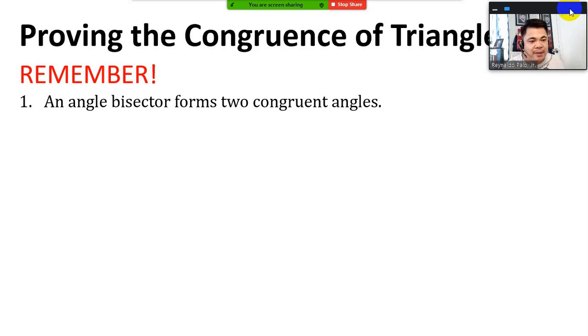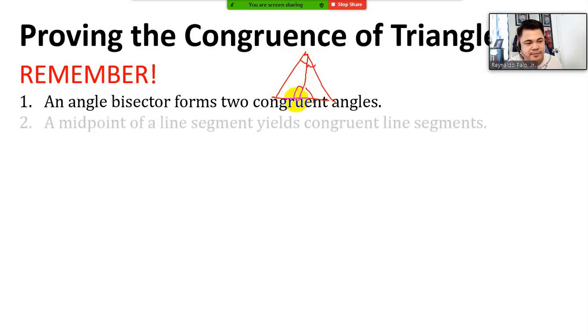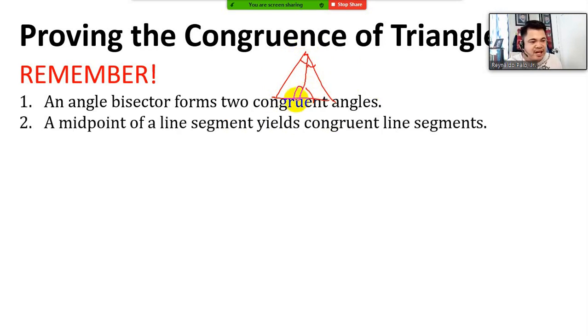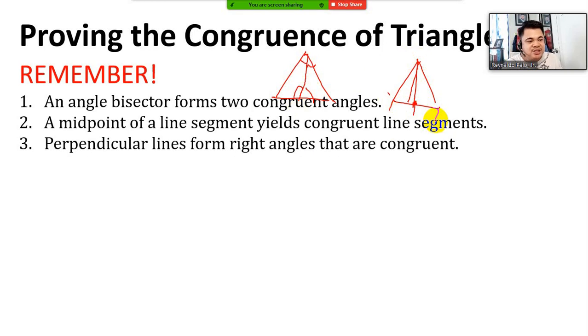First, an angle bisector forms two congruent angles. So if we have the triangle here, then we have the angle bisector. All of the angles formed are congruent. A midpoint of a line segment yields congruent line segments. Same thing, if we have a triangle here and then we also have the bisector, and this is the midpoint, therefore we can say that these two segments are congruent. Perpendicular lines form right angles that are congruent. Okay, so let's say these are two perpendicular lines.